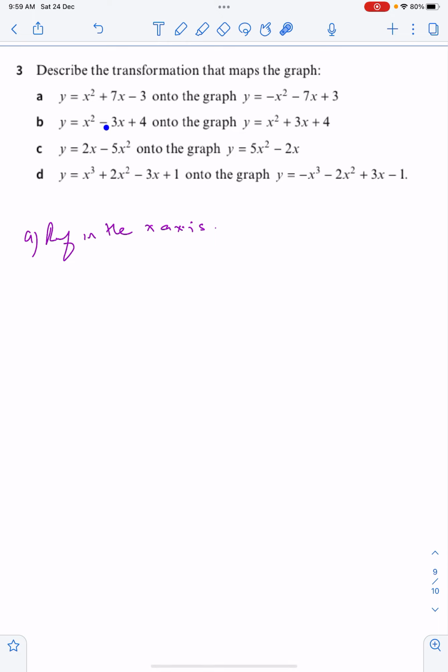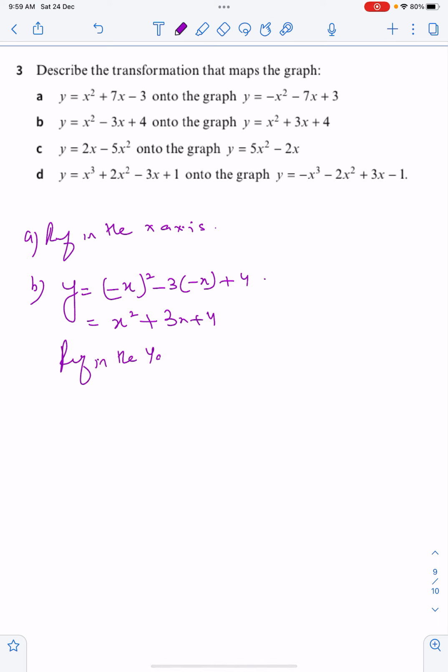So in this case, what you will do is check if it's a reflection in the y-axis. How? You have to put a negative x in place of every x and see what equation you're getting. I'm getting x squared plus 3x plus 4, which is exactly the same as what they have given. So that means it's a reflection in the y-axis.